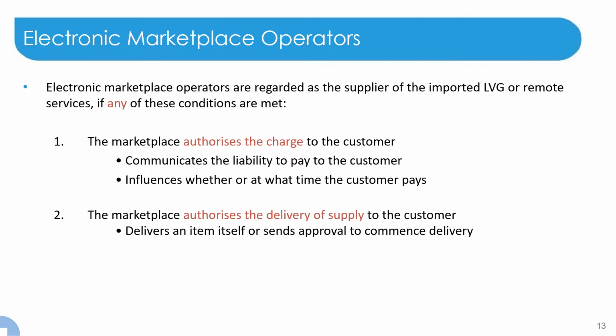Most marketplaces would be regarded as the supplier due to this first condition. For this condition to be met, it is not necessary for the electronic marketplace itself to collect or receive the payment or be involved in the entire payment process. For example, to authorize the charge, the electronic marketplace may only initiate the process by which the customer is charged, including situations where the electronic marketplace website connects the customer to a third party who processes the payment. The second condition is the marketplace authorizes the delivery of supply to the customer. The marketplace may deliver the item itself or notify a third party to commence delivery on its behalf.